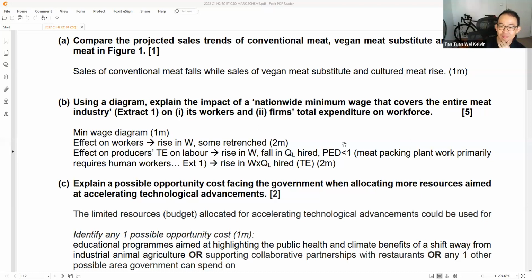Any questions? To get all $5, you must say that some workers are better off and some workers are worse off, given a graph. And from the producer's point of view, you are supposed to conclude that the labor demand is inelastic, and because of that, the expenditure actually goes up. Hope that's clear.